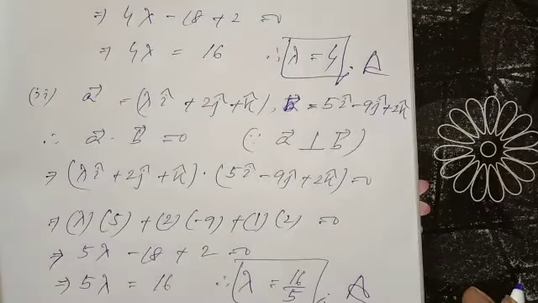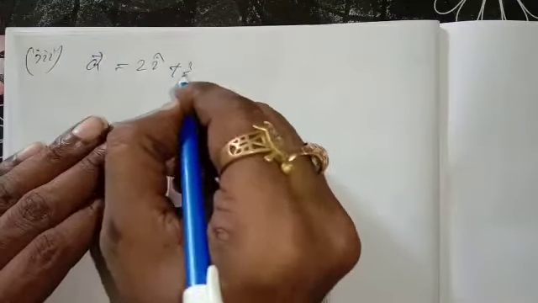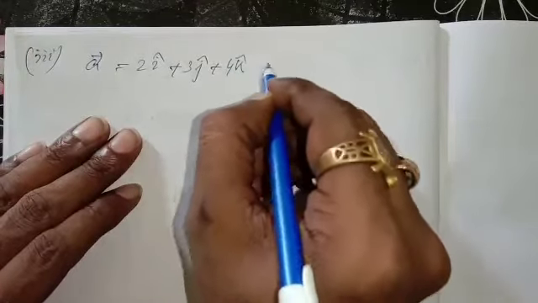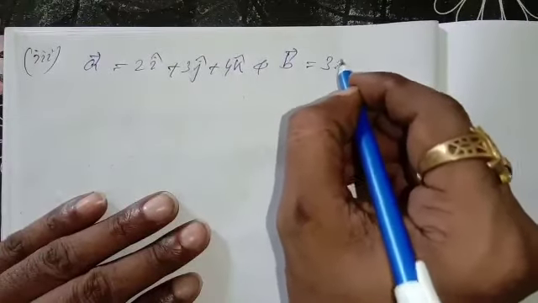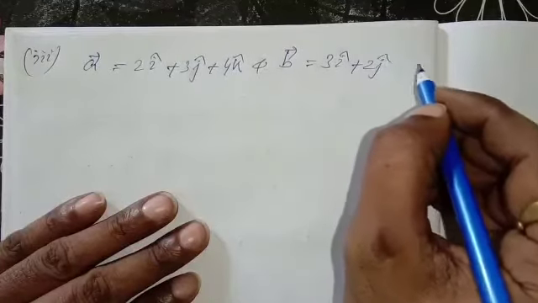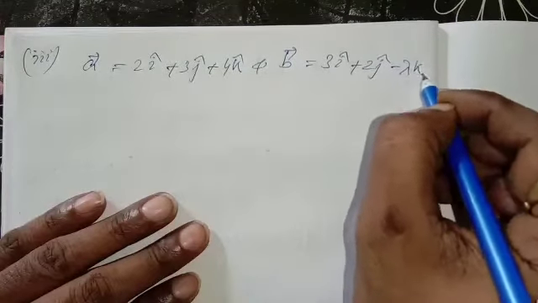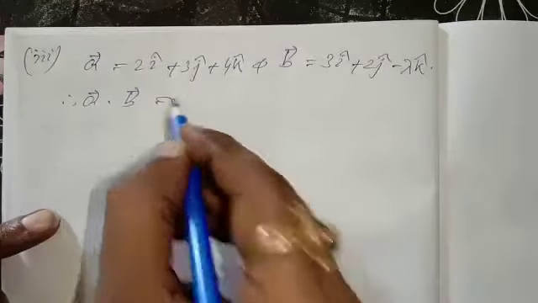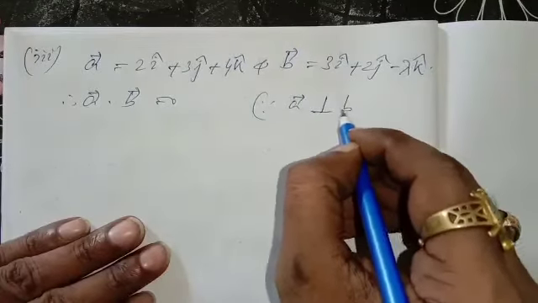Let us go to the third part. See, third part question: A vector is given as 2i + 3j + 4k, and B vector is given as 3i + 2j − λk. Therefore, A dot B will be equal to 0 since vector A is perpendicular to vector B.